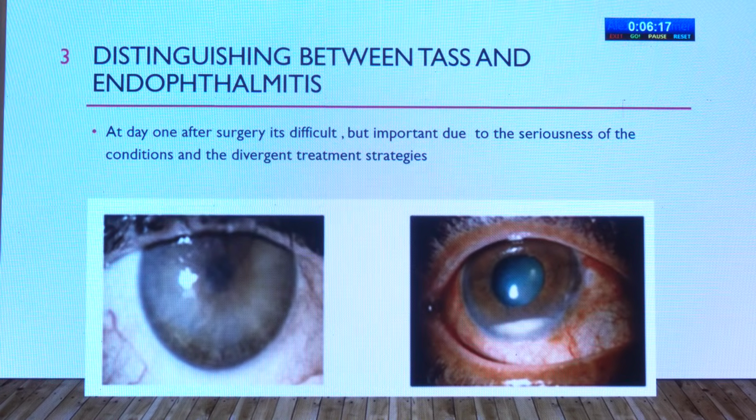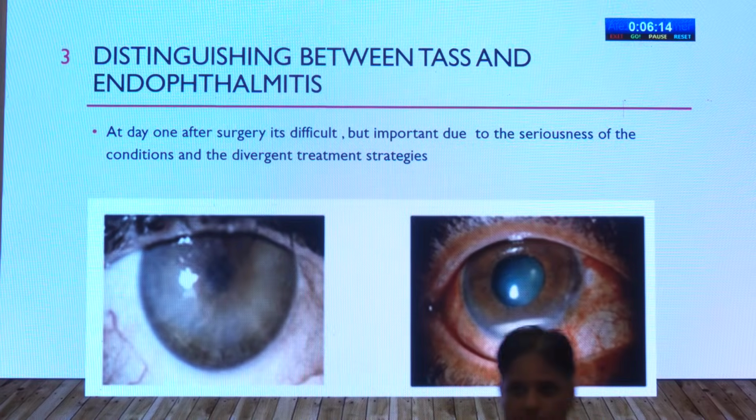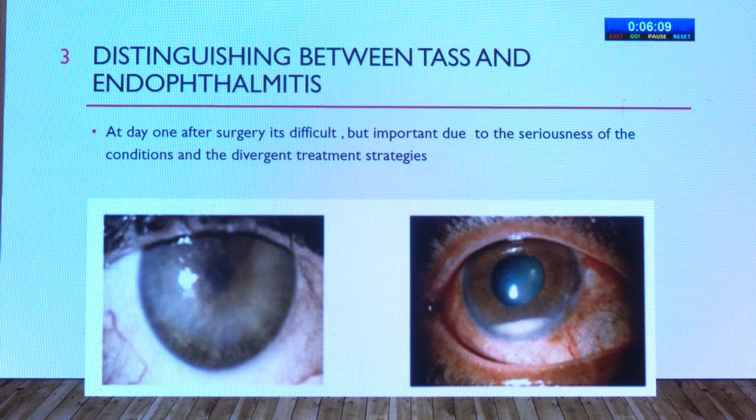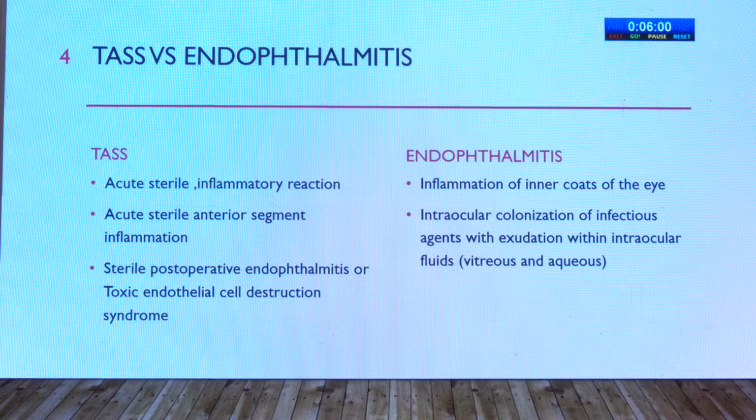Distinguishing between TASS and endophthalmitis at day 1 after the surgery is difficult. But it's important due to the seriousness of the condition and the divergent treatment strategies, as both have different treatment modalities. TASS is an acute inflammatory reaction of the anterior segment, or we can say it's sterile post-operative endophthalmitis. While endophthalmitis is the inflammation of the inner coats of the eyeball and intraocular colonization of the infectious agents with exudation in the intraocular fluids, that is vitreous and aqueous.